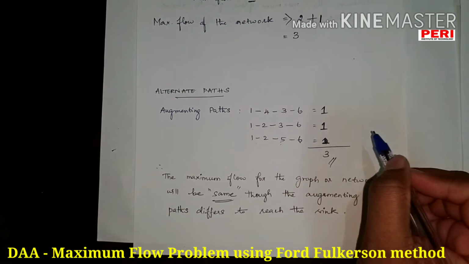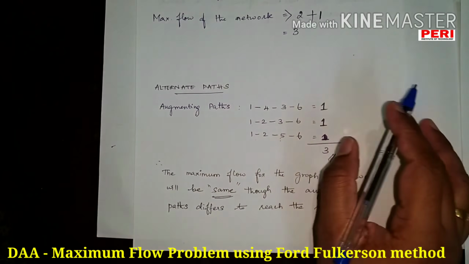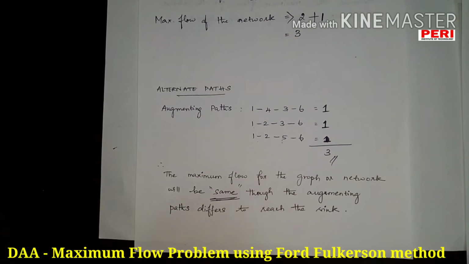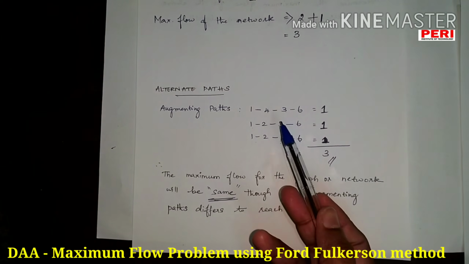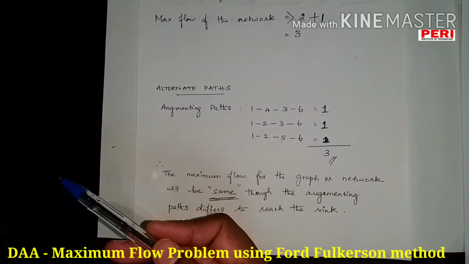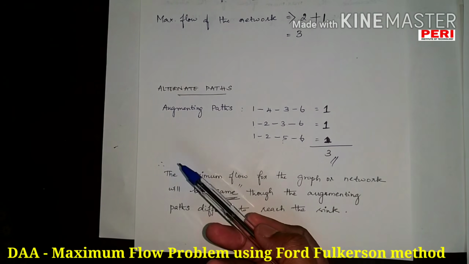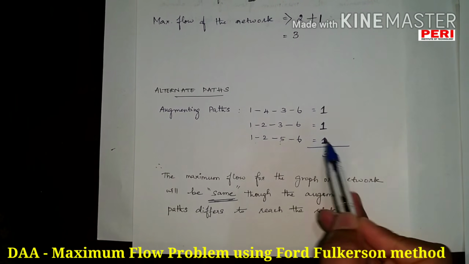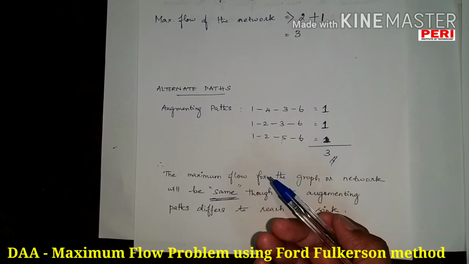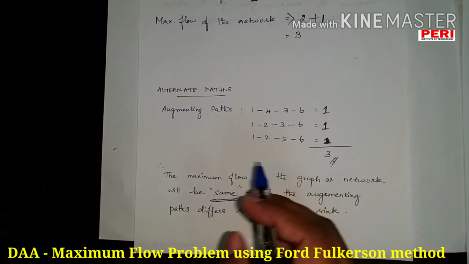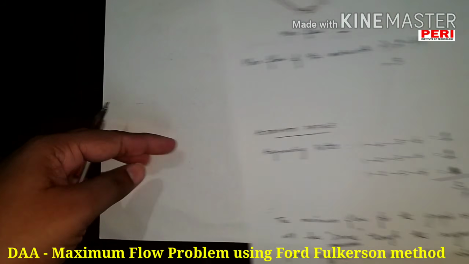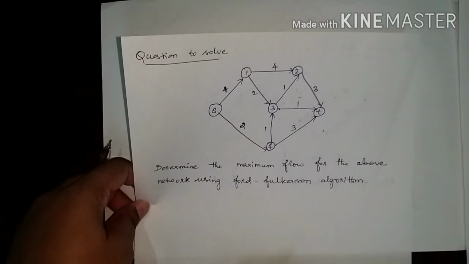So for a particular network, the maximum flow will be the same. It will not change at all. It will be the same throughout the network. Whether you choose these 3 paths or those 2 paths that I have taken for the example, it doesn't matter. The maximum flow for the particular network will be the same. So you can choose as you wish. It is not required that you have to choose only this particular path. So that is the end of the Ford-Fulkerson algorithm.